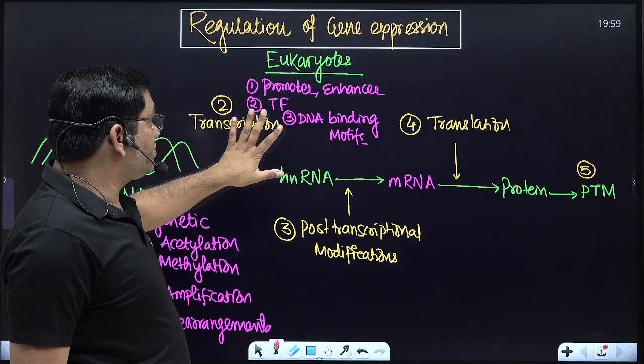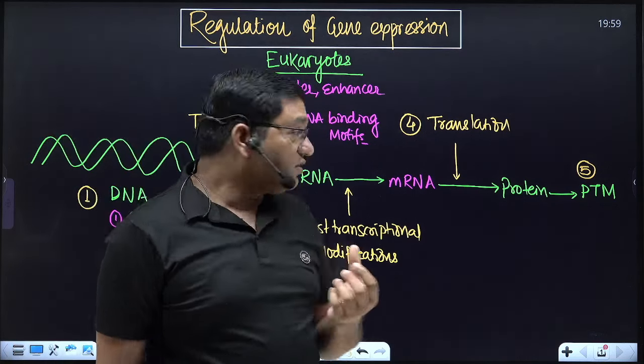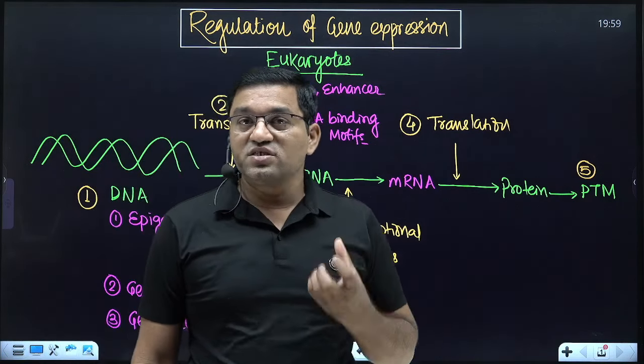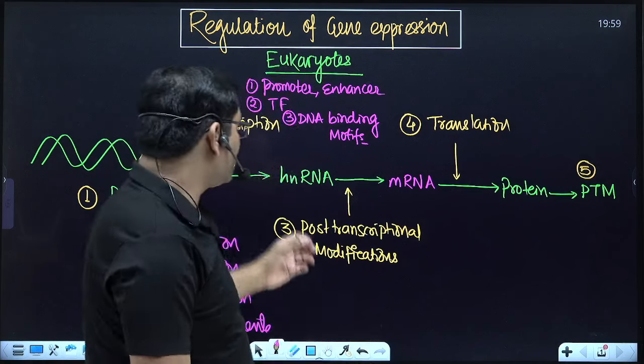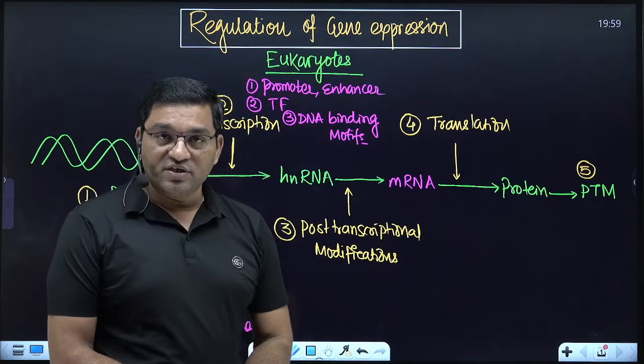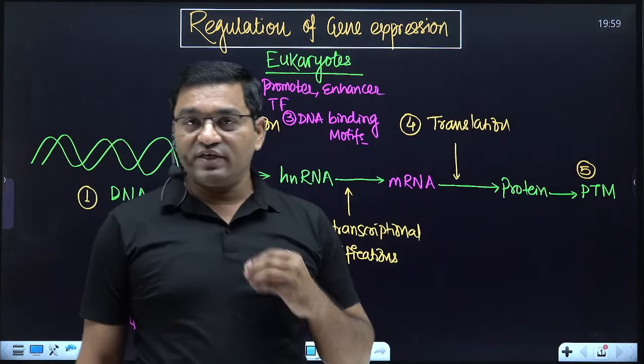So at the transcription level: promoter, enhancer, different transcription factors, and DNA binding motifs, zinc finger motif, leucine zipper motif, helix-turn-helix motifs. These are the different super secondary structures. They help in the transcription regulation. Now, the most important is the post-transcriptional modification.